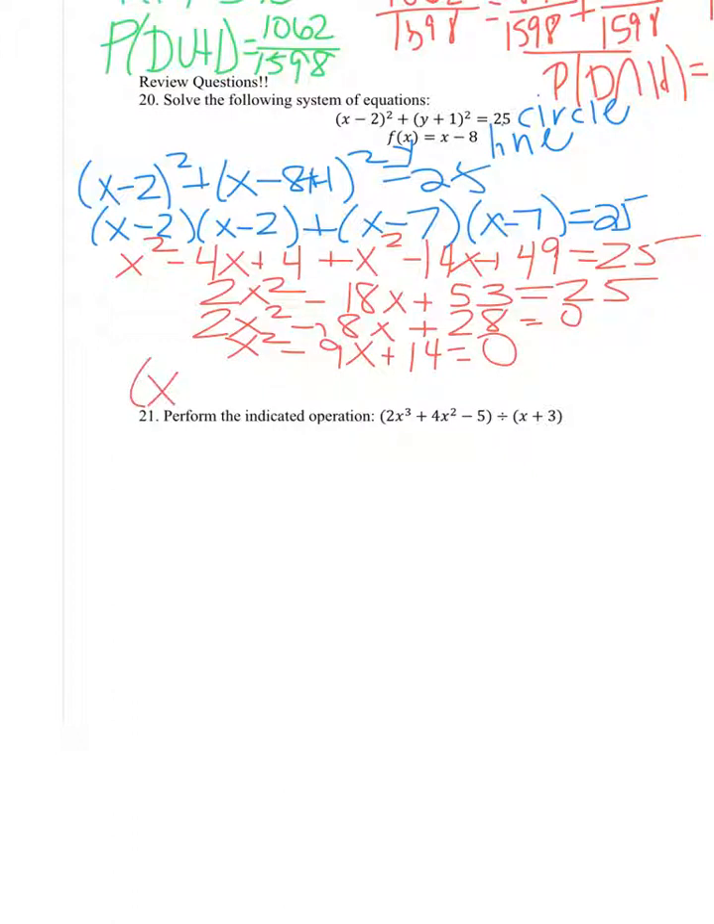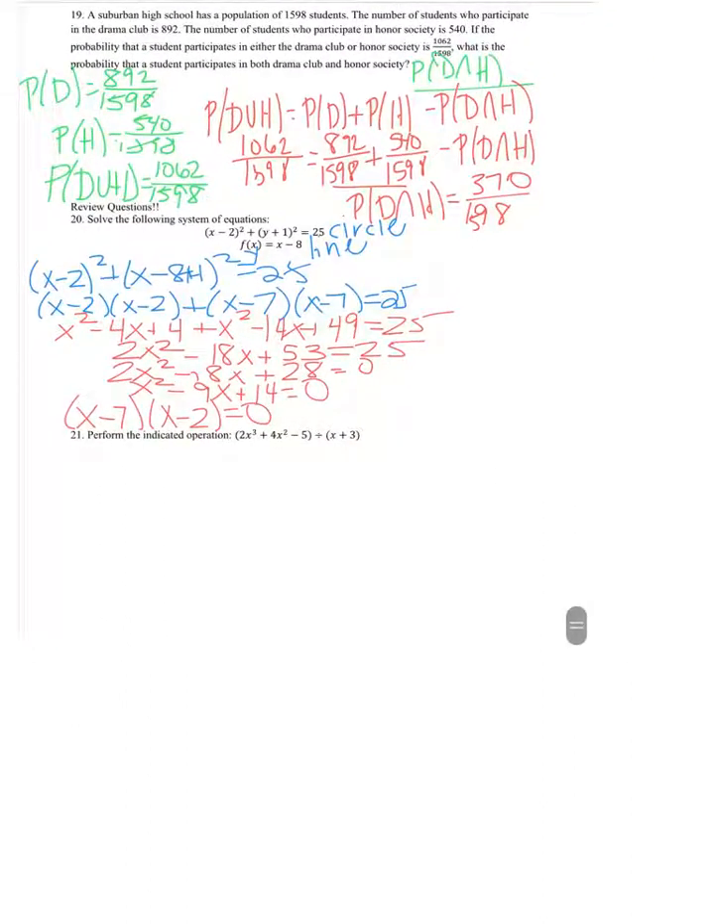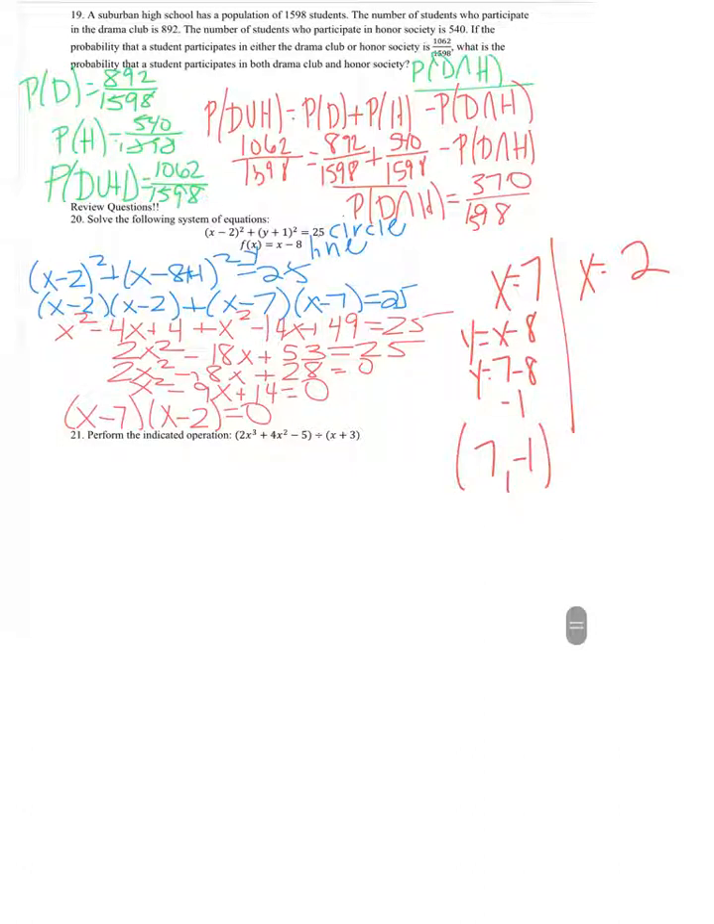So this is x. If you do master product on this, you should end up getting (x minus 7) times (x minus 2) equals 0. You get x equals 7 and x equals 2. But you have to get the y value still. So you have y equals x minus 8. So y equals 7 minus 8 is negative 1. So this point is (7, negative 1). You have to write it in parentheses. This one here, y equals x minus 8, y equals 2 minus 8 gives me y equals negative 6. So this point here is (2, negative 6) in parentheses.